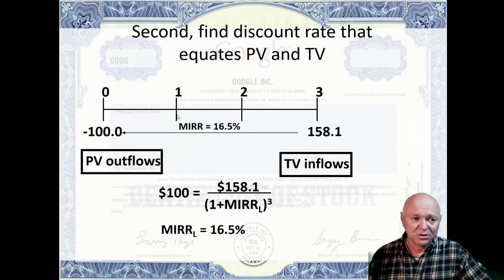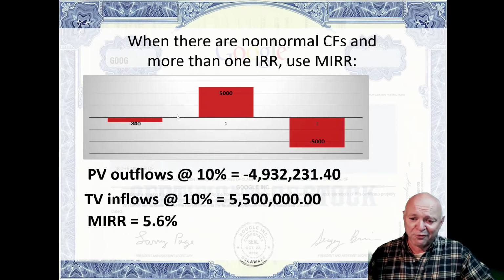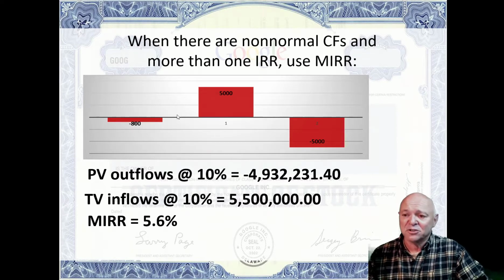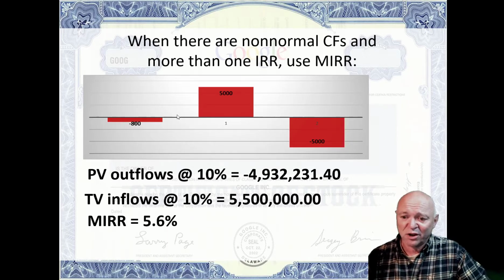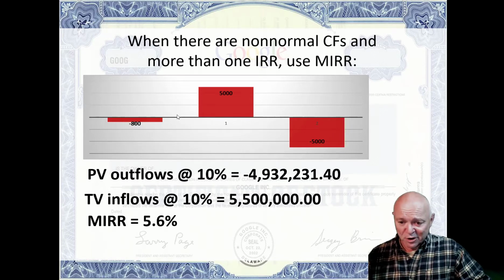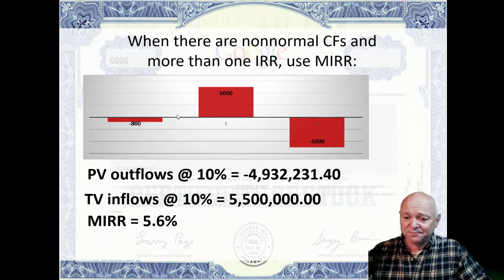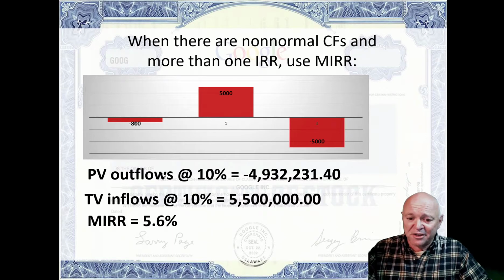Now, again, a simple solution. When we have non-normal cash flows, if we don't have a single unique solution, if we use an approach like this, we get an answer, even if it is not a great answer, not the answer that we'd want to see. The present value of our outflows at 10% would be $4.9 billion. The terminal value of our inflows would be $5.5 billion. So our modified internal rate of return is 5.6%.